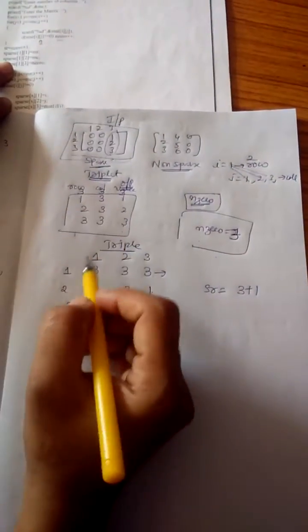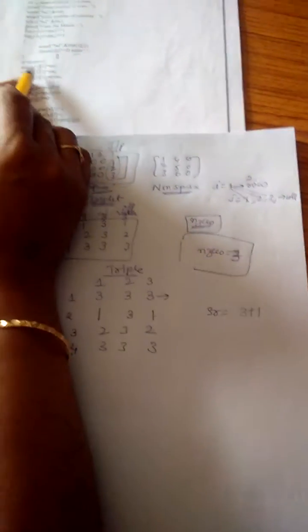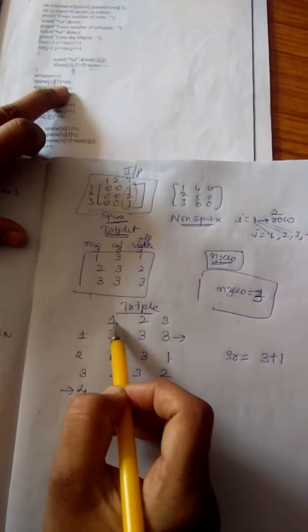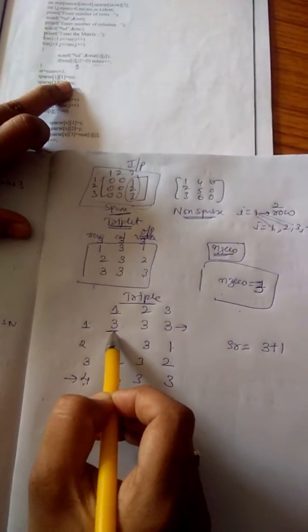This is identification for column. So you can see here, this is the output I have already written. How has it been done? We'll trace it here. Sparse of 1 comma 1 is what? MR. MR is what? Number of rows. As I have written, it will be stored here.